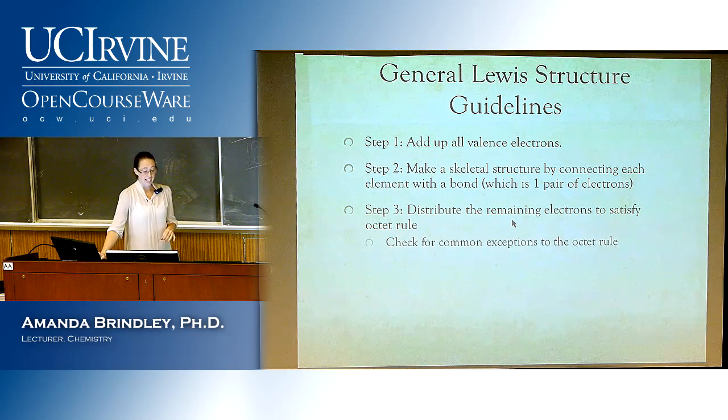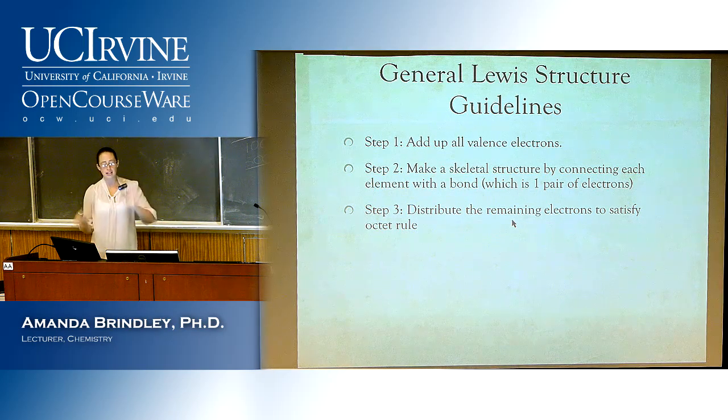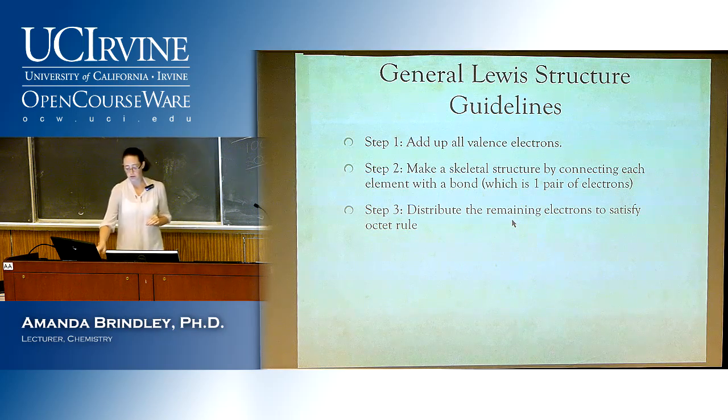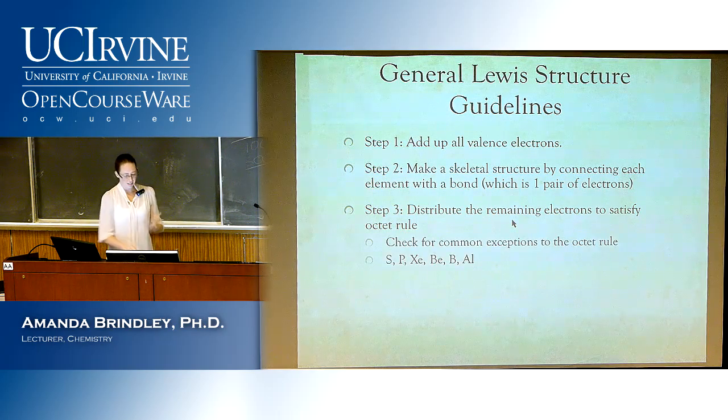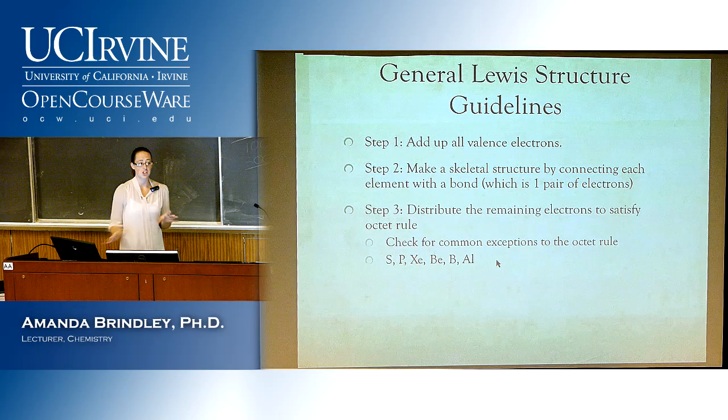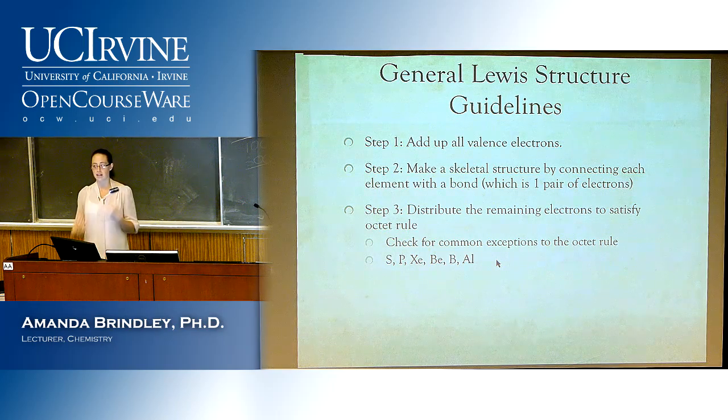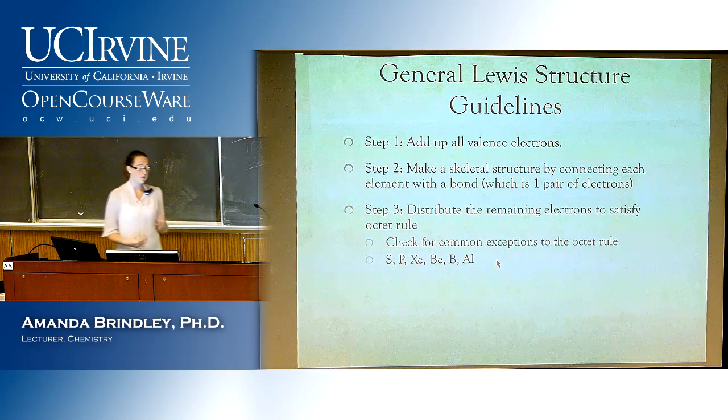So if you can't get 8, then you're going to have to do something else. At this point, you do want to be thinking that certain things don't follow the octet rule, and we're going to talk about what those are. These are some common exceptions, but there are some other ones too, and we'll talk about why in a minute. But you're going to want to check for those so that you know, hey, this is an atom that typically does something a little bit funny. So let's make sure I'm at least aware that it doesn't have to follow the rules. Maybe it will, maybe it won't.